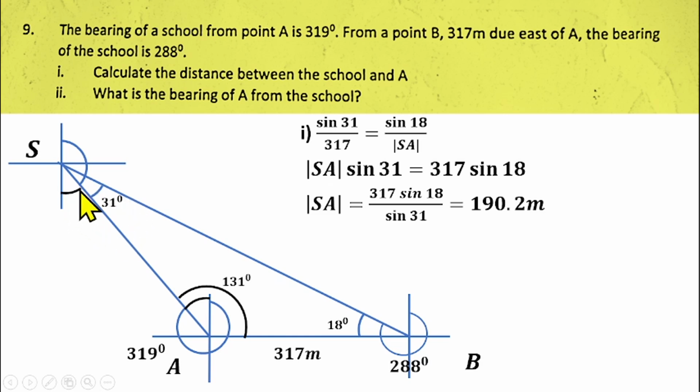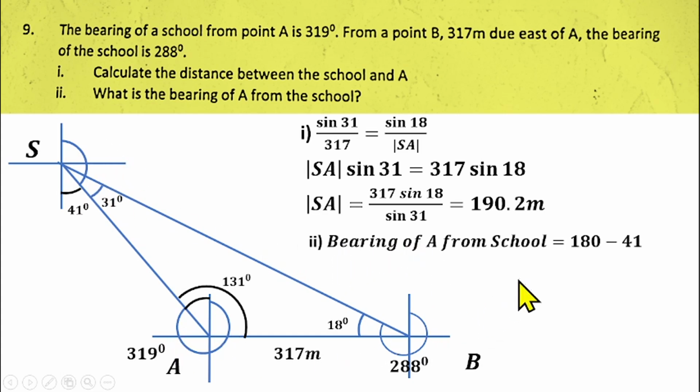And then how do we find this angle here? We already know that this angle we got before was 41 degrees. The angle that we found here to get this 131 degrees was 41 degrees. So that angle is alternate to this angle that is here. So that means this angle here is 41 degrees as well. It's alternate to this angle. So if this angle is 41, that means we can now find the bearing. Therefore, the bearing of the point A from the school will be 180 degrees minus 41 degrees. And that will give us 139 degrees for question number 9. So that's the solution for question number 9.